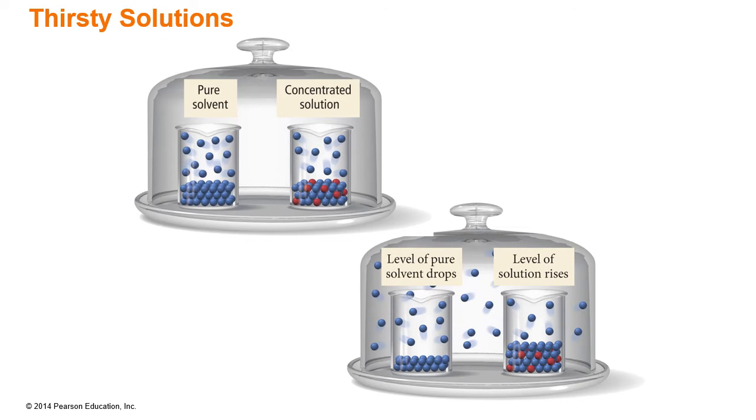So this has some interesting consequences. One of those consequences is that if we put pure solvent and a solution in a closed system, that solution will actually draw particles into the solution, and the level of the pure solvent will decrease in volume, and the solution will actually increase in volume. So it draws that pure solvent vapor into the mixture because of its tendency to mix. So beakers that start with equal levels will change over time.